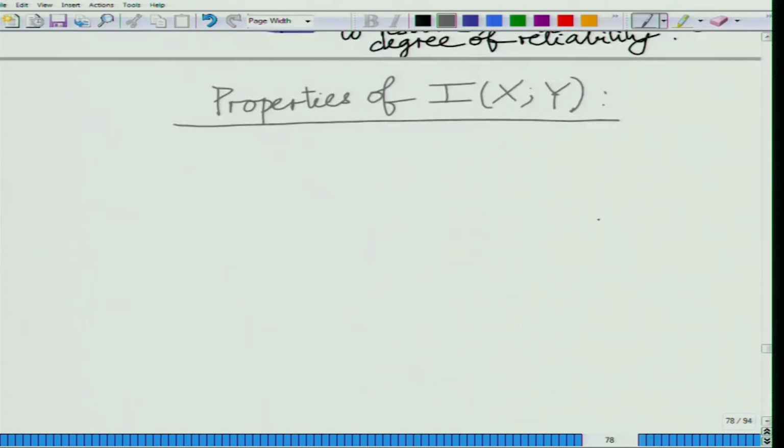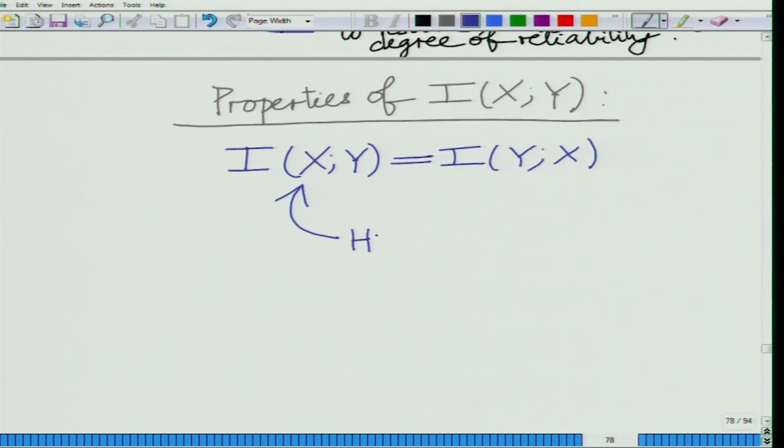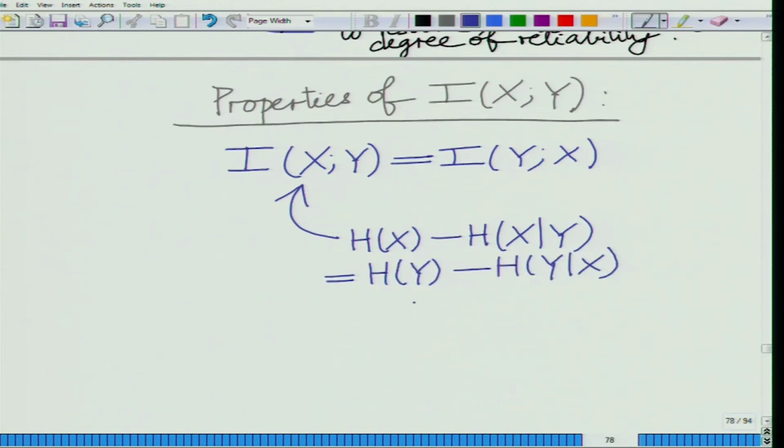Okay. Now, the properties of mutual information are that I(X,Y) equals I(Y,X), because we have seen this is nothing but H(X) minus H(X given Y), which is equal to H(Y) minus H(Y given X), which is equal to I(Y,X). So, no surprises there. Okay. So, it is very simple. Mutual information between X and Y is the same as the mutual information between Y and X.